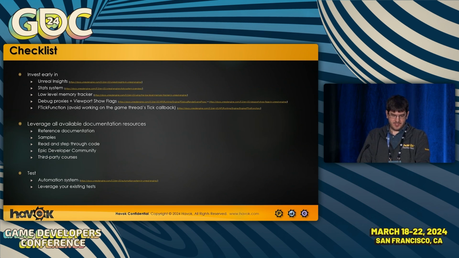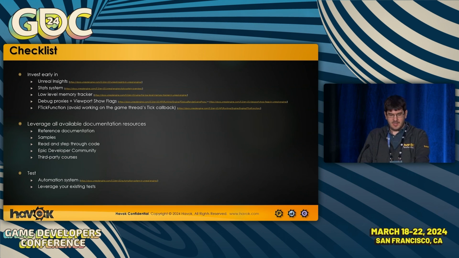The second point is just leveraging all the available documentation that is there. There's obviously the reference documentation, which is great, but typically you should go in with the expectation that you have to go a little bit beyond that, like you have to step into code a bit more. Part of that is simply because Unreal Engine is constantly changing. So it's just something to be aware of and to not forget to lean on one source over the other.